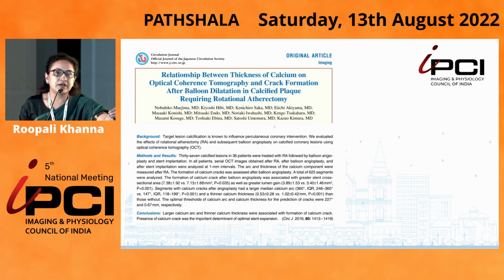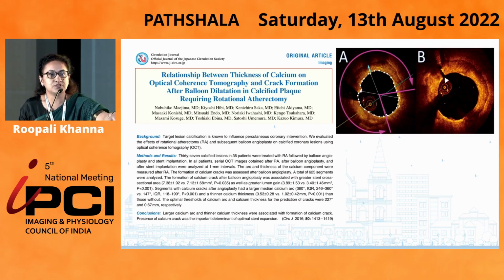There was a study done in patients undergoing rotablation followed by balloon angioplasty. They found that if the calcium arc is more than 270 degrees and the thickness is less than 0.67, these patients respond better to rotational atherectomy followed by balloon angioplasty.